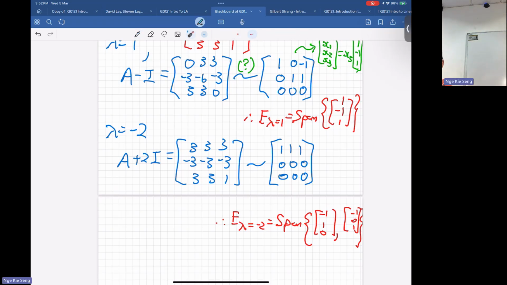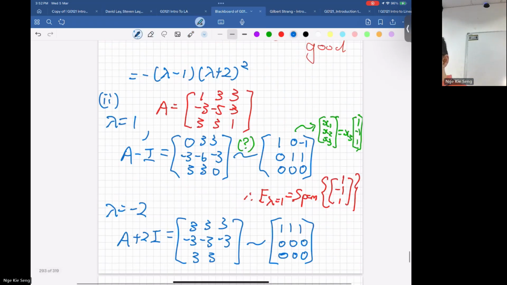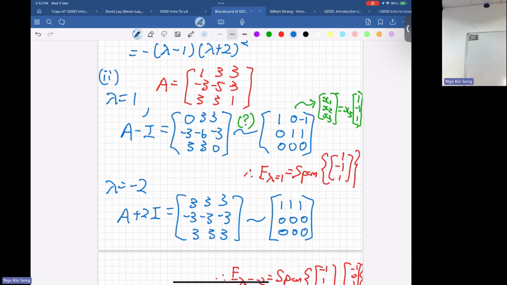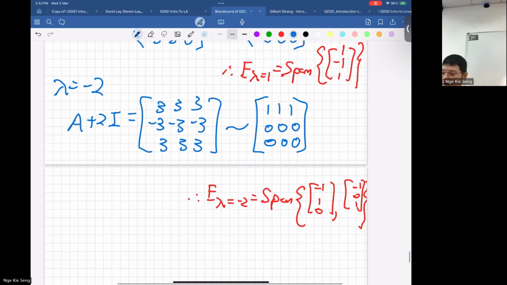Row 3, column 3. Oh, okay, thank you. Oh, you mean this one. So 1 plus 2 is 3. Okay, thank you. Okay, yeah, sure. So try and fill this row reduction in.